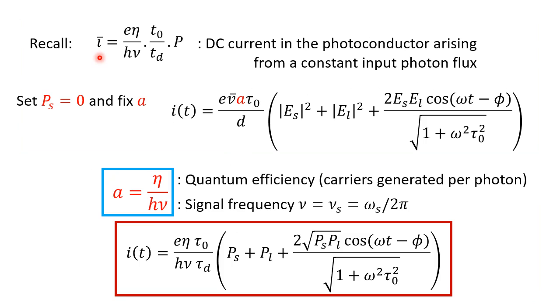Now recall another thing, that my average current I bar is simply this factor. Remember, we had derived this, the DC current part for a constant input power. You would get this as the DC current. So what we do is the following. We can set the signal to 0, right? That would mean that this time dependent part has gone to 0. That will basically give me a DC current. So what I'm doing is comparing this DC current, because I've set my signal to 0 and my time dependence has gone away, with this expression that I had already got for the DC current in a photoconductor circuit, right?